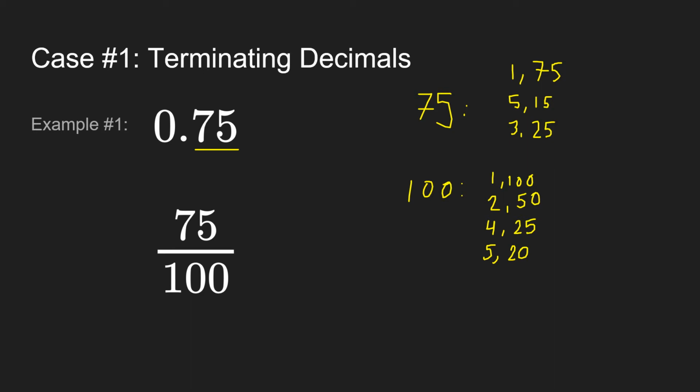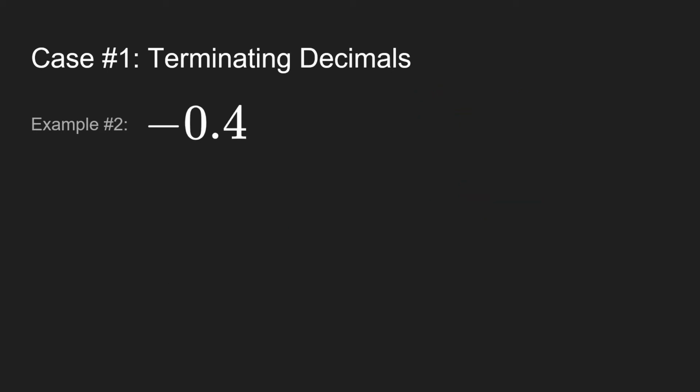From this list, we can see that 25 is the greatest common factor for both 75 and 100. So let's divide the numerator by 25 and the denominator by 25. Doing so gives us an answer of 3/4, which is the simplest fraction for this expression. Our next example is negative 0.4.